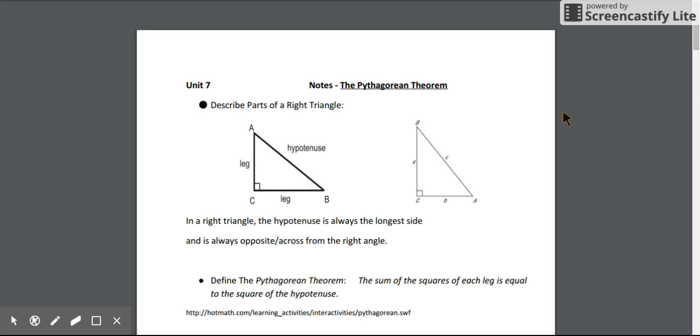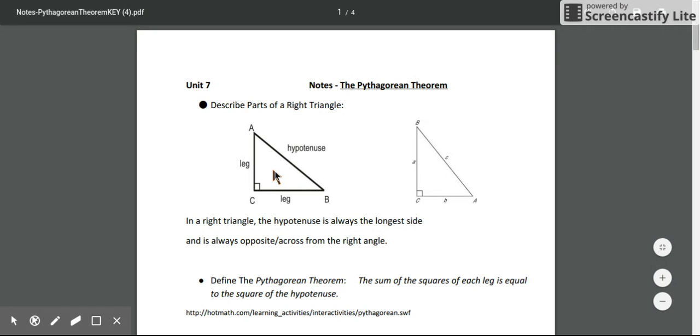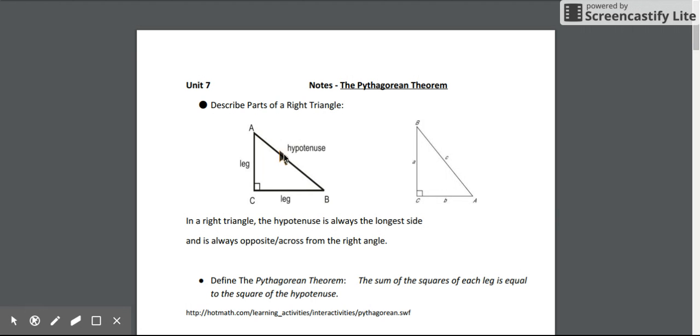In this video, we're going to be talking about the Pythagorean theorem and how we can use it to find a missing side in a right triangle. First thing we need to understand is what are the pieces of a right triangle called? So the longest piece, or this diagonal length, is always called the hypotenuse. It's always the longest side, and it's always the side that's across from the right angle.